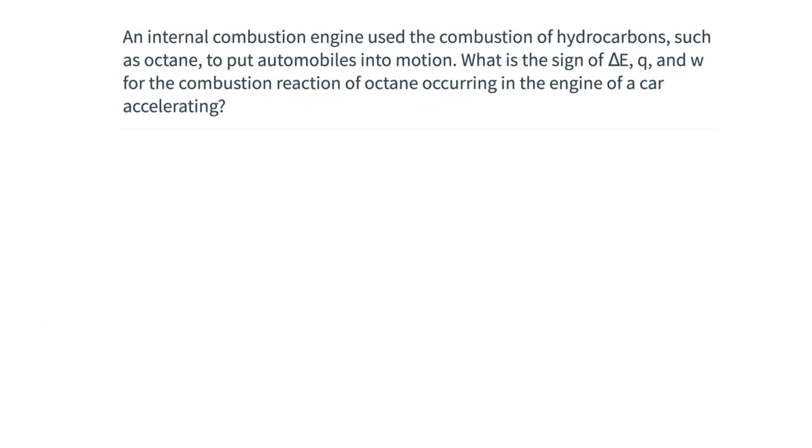Okay, so let's look at a couple questions here. We have an internal combustion engine, used to power hydrocarbons such as octane to put automobiles into motion. What's the sign of delta E, Q, and W? We kind of went over this already. So the sign of delta E, just from our knowledge of how octane burns, like with a flame, that we know we put it in our car to power it. That's how we know that the reaction must be releasing energy as it takes place so that we can use that energy to power the car. And so the delta E of our reaction is less than zero.